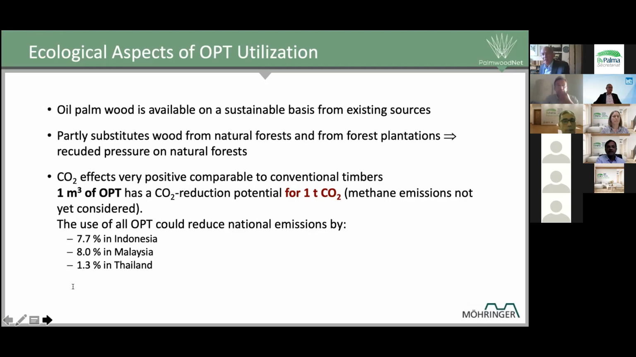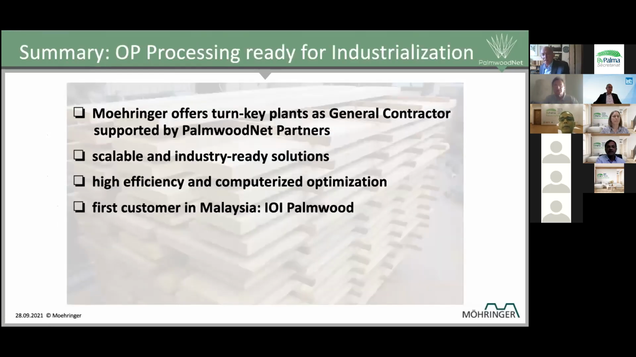As a summary, the company Moehringer offers turnkey plants as a general contractor, supported by our PalmwoodNet partners. We have scalable and industrial-ready solutions for that. They are highly efficient and computerized. And we are, of course, very proud to be chosen by IOI Palmwood Malaysia as a first customer in Malaysia to deliver such a plant, including sawmill and panel manufacturing plant.